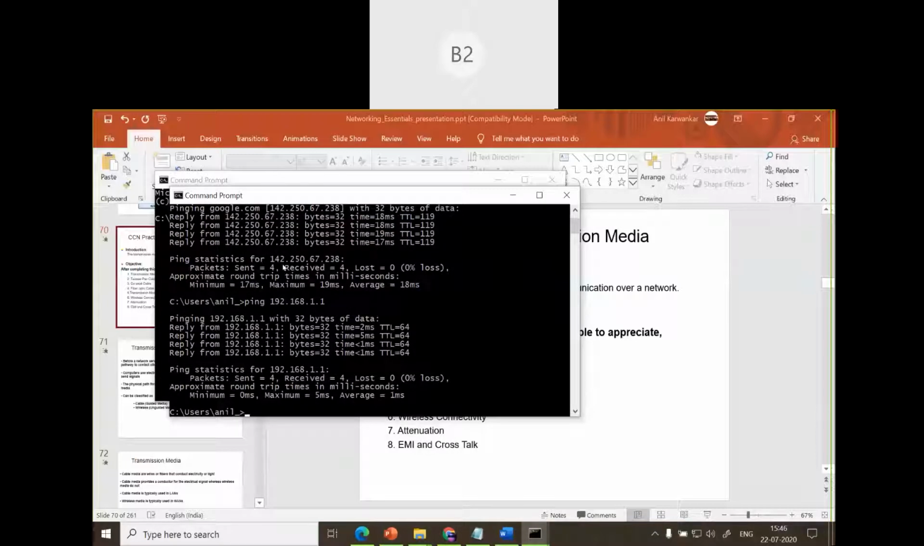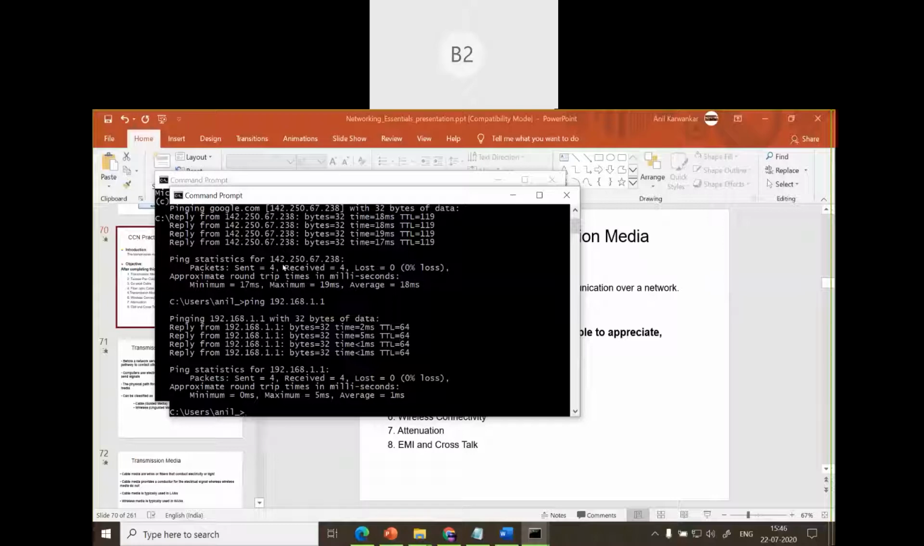See here, for my network, 192.168.1.1 is the IP address that is assigned to my Wi-Fi router, which is connected to the internet service provider. The internet service provider is providing an optical fiber cable. That optical fiber cable is converted to electrical cable. That electrical cable is connected to my router, and my host terminal is connected to the specified router.